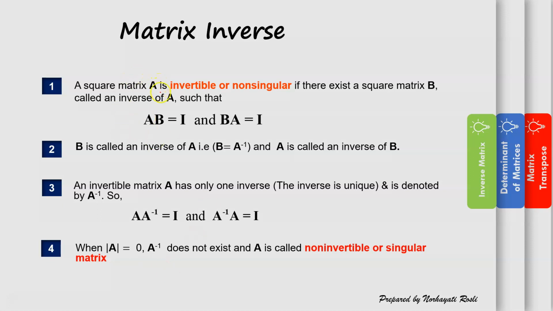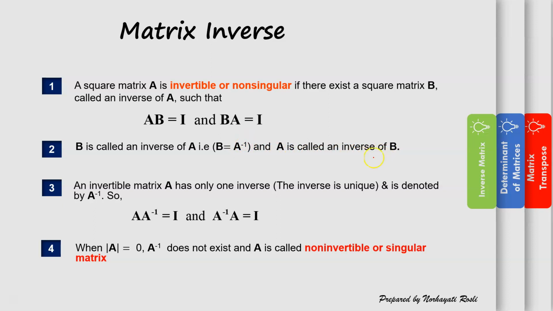A square matrix A, we call it invertible or non-singular if there exists a square matrix B called an inverse of A. This means that matrix A is invertible if there exists A inverse such that AB equals the identity matrix and BA also equals the identity matrix. In this case, this B is also the inverse of the matrix A. And then B is called an inverse of A, which is denoted as A^-1, and A is called an inverse of B.